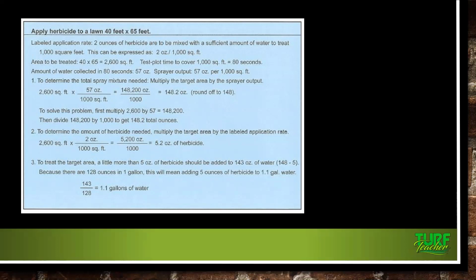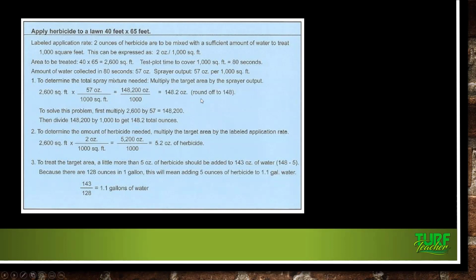And so to treat that target area, a little more than 5 ounces of herbicide should be added to 143 ounces of water. 148 minus 5. In this problem right here, it says we need a total spray mixture of 148. Why are we subtracting the 5 ounces from it? To get the correct total volume. To get the correct total volume, yes.